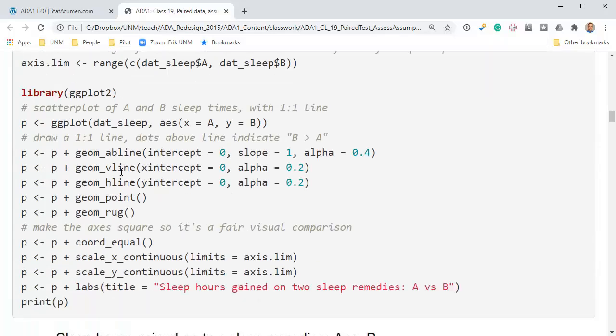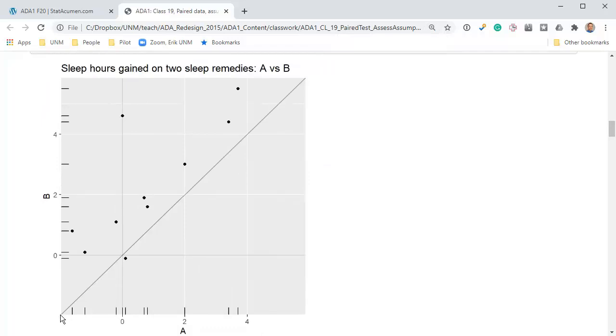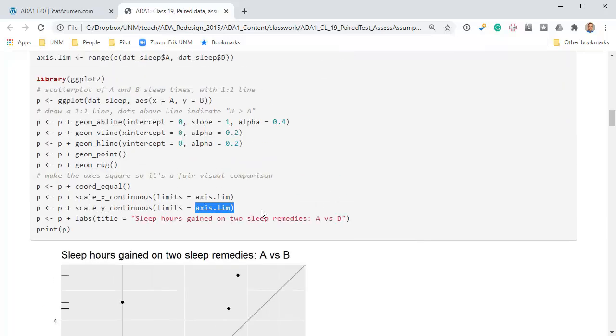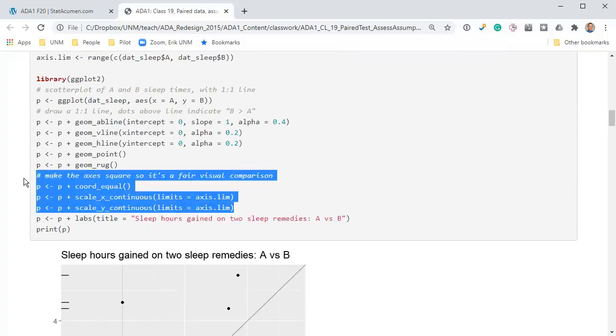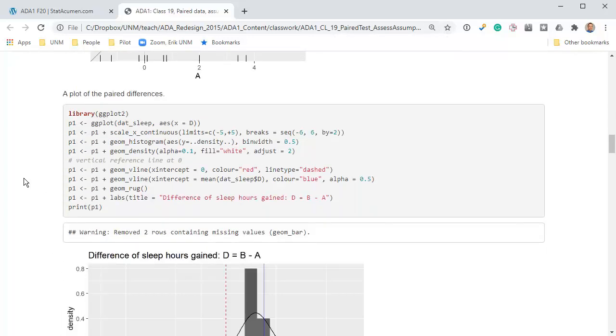It put those into this small list, which I call axis limits, and so that defined the lower and upper bounds. And that means that in the plot, the lower bound of negative 1.6 and upper bound of 5.5 are the same on both of the axes. That's all. It's just a bunch of little steps. These 3 lines are to make the axes the same, so we can have a good comparison. Okay, that's a lot of talking just to introduce this.